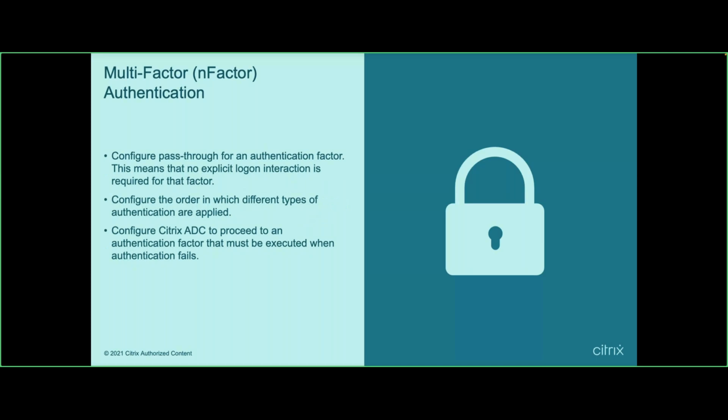So we can also configure the pass-through. Multi-factor, as I said, gives good security to the applications, right? So you can use a pass-through for your authentication factor. That means no explicit login interaction is required; it is just going to get you authenticated, right? You can configure the order in which your different types of authentication are applied, and you can configure your ADC to proceed to an authentication factor that must be executed when authentication fails. So something like this.